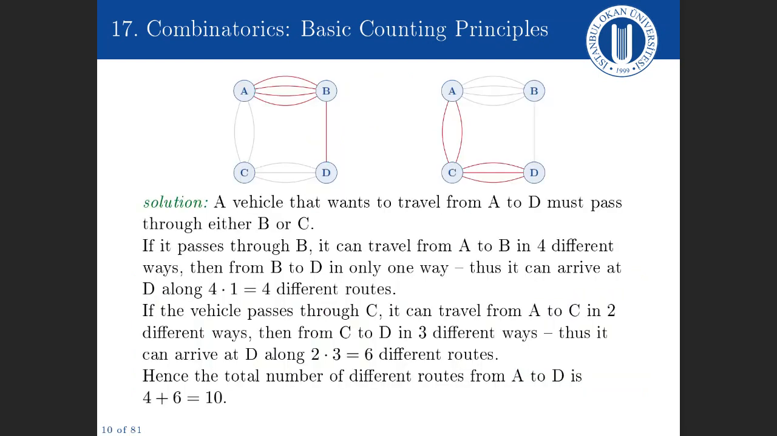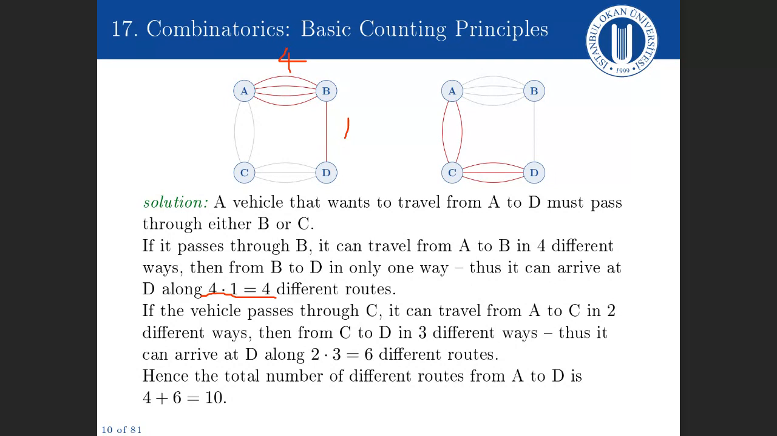So the first thing to say is there's 2 possibilities if we're going to go from A to D. We can either pass through B or we can pass through C. If the vehicle passes through B, then that means there's 4 different roads to go from A to B, but then only one road which goes from B to D. We multiply these numbers together. There's 4 different routes from A to D if it goes through B.